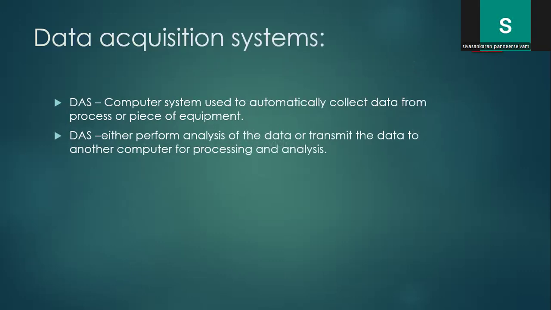Now, what do you mean by data acquisition? So computer is considered to be a data acquisition machine. Typically, it collects data from a particular process from the basic equipment and it will try to analyze in more depth. So thereby computer system is considered to be a data acquisition device.